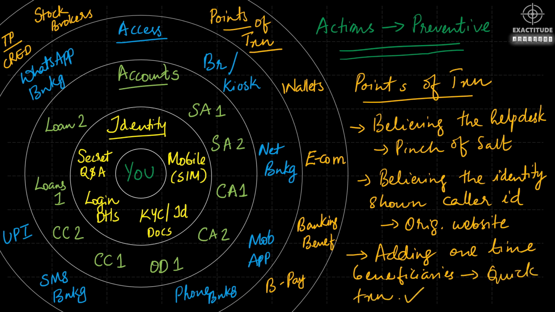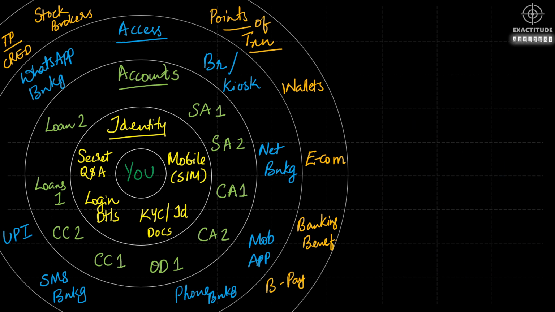Adding one-time beneficiaries to your transaction profile is another mistake people do. If it is just a one-off transaction, make sure that you do a quick transaction and don't add them as a beneficiary. You never know, you might add a fraudster's account into your profile in some cases.